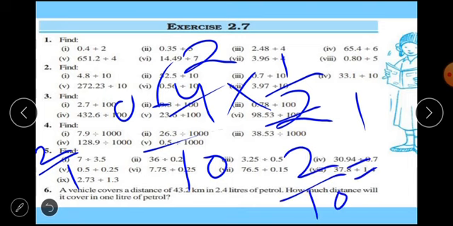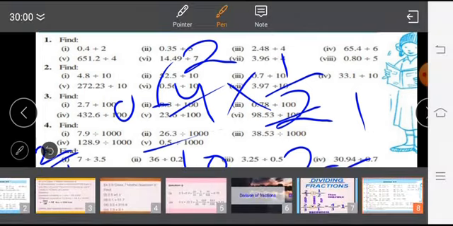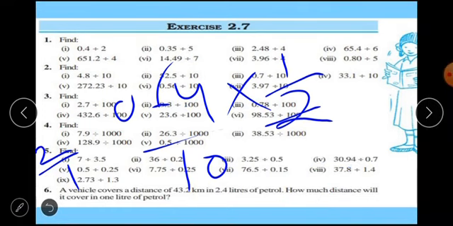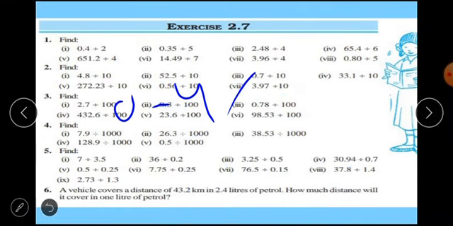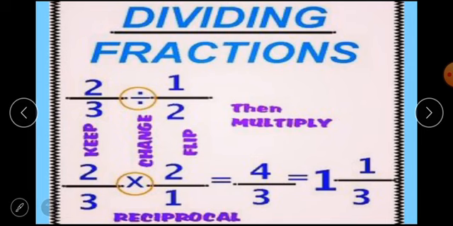And in decimal, how can you write it? 0.2. So this is your answer, 0.2. So student, in this way you can do the divisions also. Just keep the one rule in your mind. Keep, change and flip.